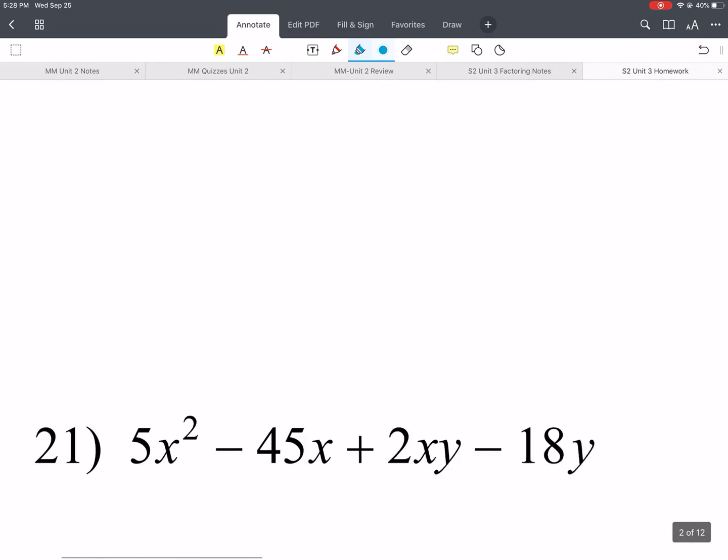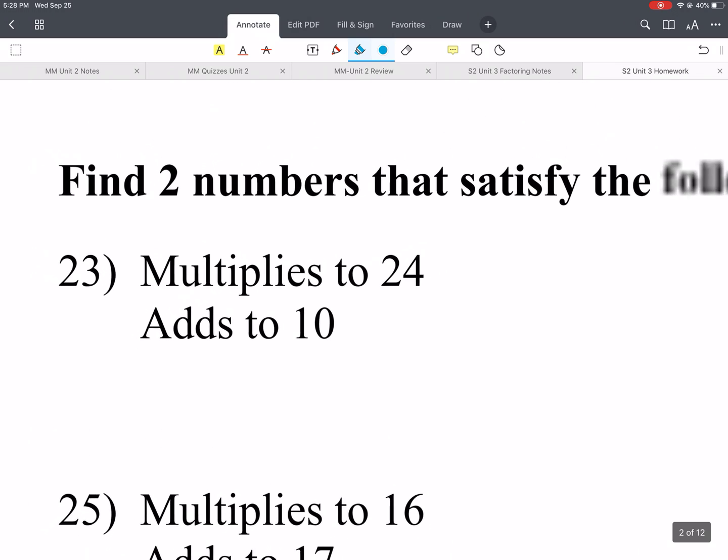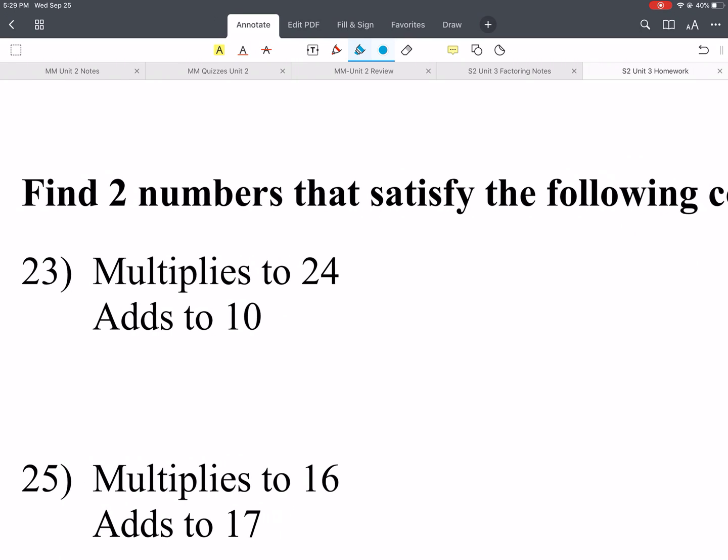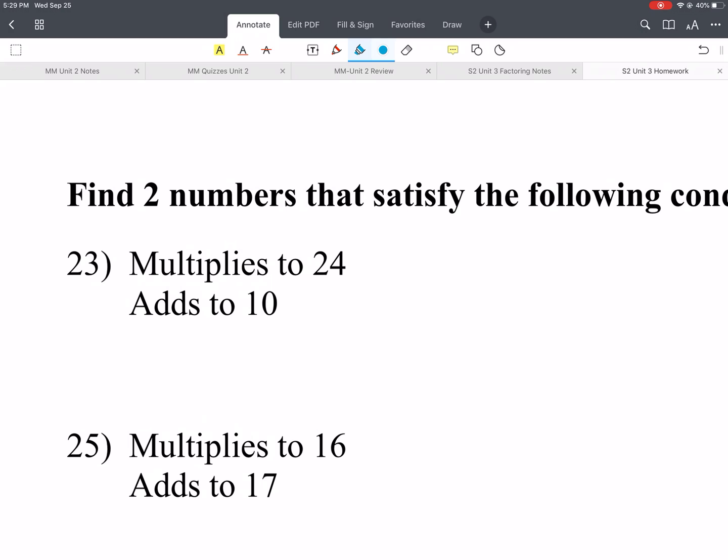We didn't really cover this in the notes, but here we want to find two numbers that satisfy the following: two numbers that multiply to 24 and add to give us 10. Sometimes if you get stuck, I would start listing things that can multiply to give us 24. Well, we could do 1 times 24. We could do 2 and 12. We could do 4 and 6. Those are the only choices. But which of those can we add up to give us 10?